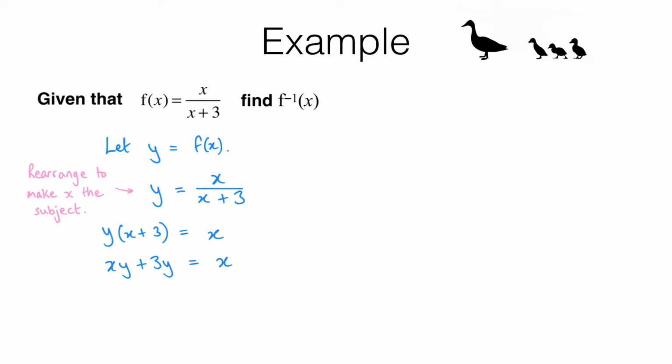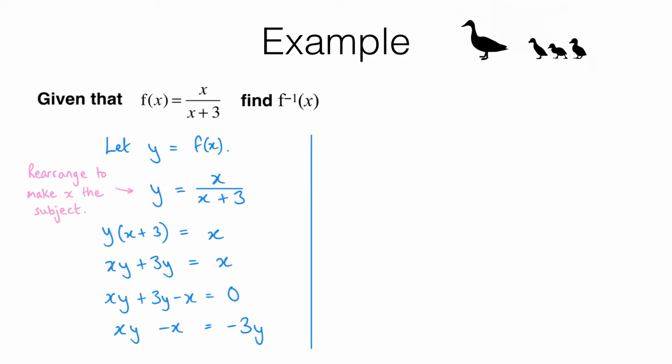Next, what I need to do is collect the x's onto one side of the equation. So I'm going to subtract an x off the right-hand side and therefore off the left-hand side as well. So that would give me xy plus 3y minus x, and that will leave me with 0 on the right-hand side. And what I also want to do is remove any terms on this side that don't contain an x. So I need to subtract 3y here. So that leaves me with xy minus x equals negative 3y.